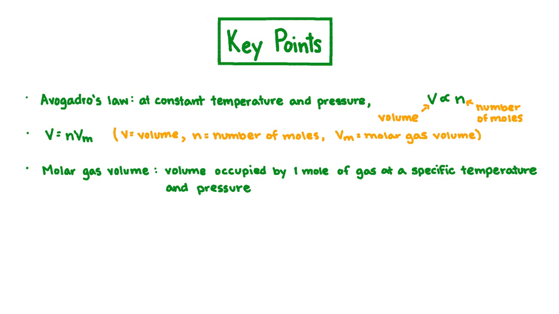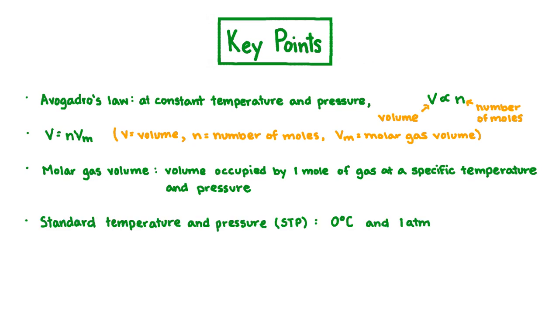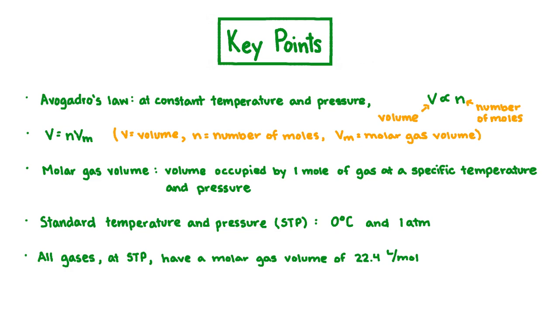Molar gas volume is a proportionality constant that indicates the volume occupied by 1 mole of gas at a specific temperature and pressure. It is often useful to use standard conditions when measuring gases. Standard temperature and pressure, abbreviated STP, are 0 degrees Celsius and 1 atmosphere respectively. All gases at standard temperature and pressure will have a molar gas volume of 22.4 liters per mole.